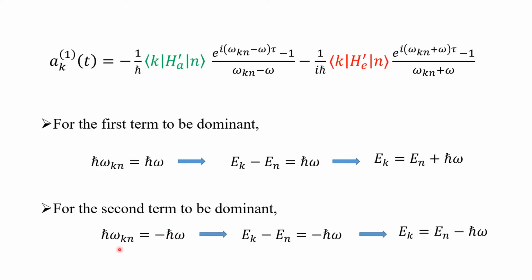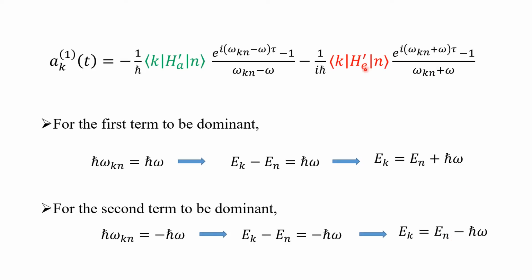That means omega_kn is equal to omega. Now, you know very well, this is the energy difference between the initial state and the final state. So E_k minus E_n is equal to minus ħω, which gives E_k equal to E_n minus ħω. So here the initial energy is reduced by the amount ħω. That is, it emits one photon.